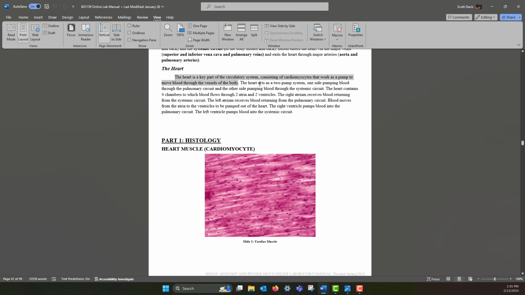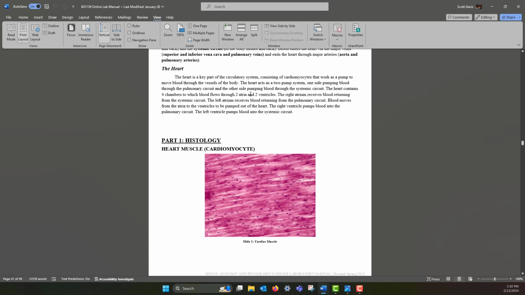So now just kind of a brief overview of the heart. The heart is a very muscular organ. It uses something called cardiac muscle. That's the only place in the body where we find cardiac muscle. Cardiac muscle is similar to both skeletal muscle and also similar to smooth muscle. We're going to see some similarities when we look at it under the microscope.